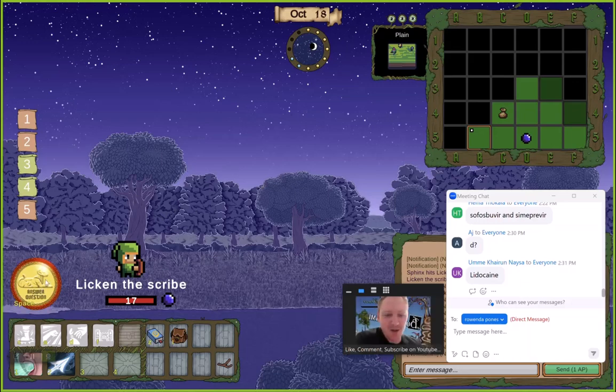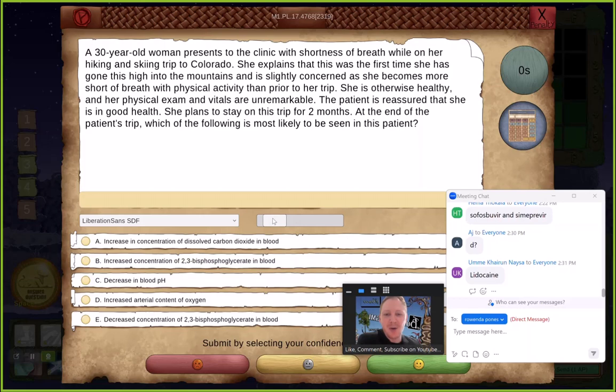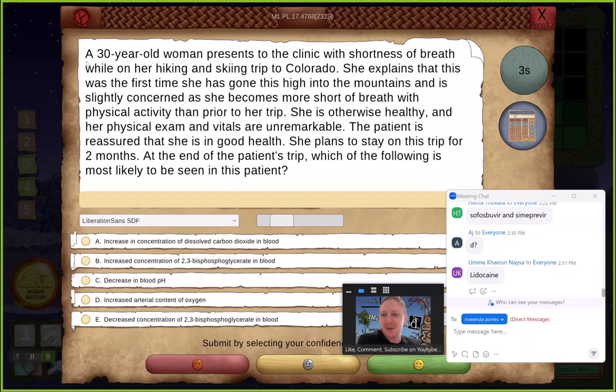So would you like to read or should I? I don't mind reading. Okay, that would be great. I always encourage people to read. I think it's better if you do read it yourself.